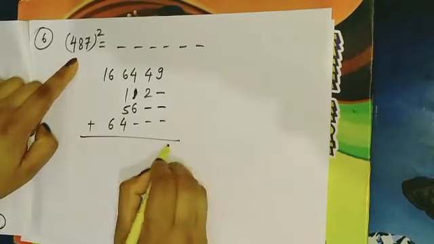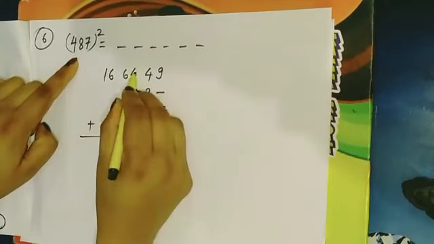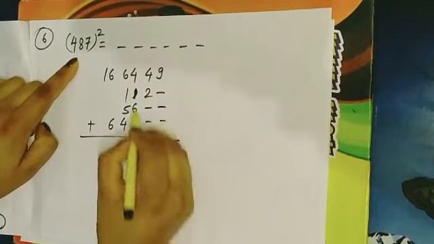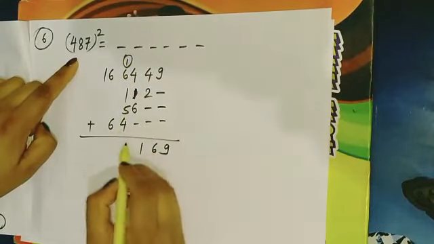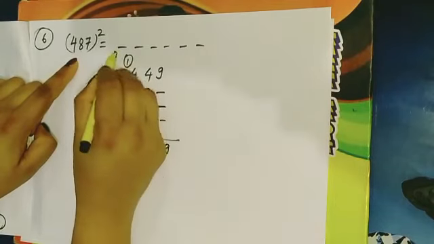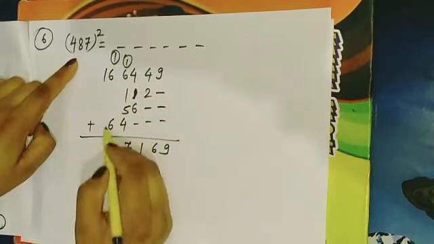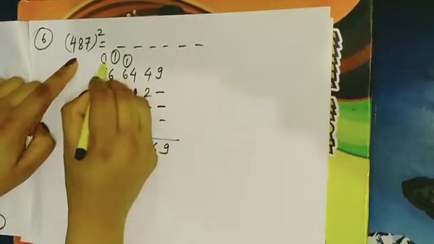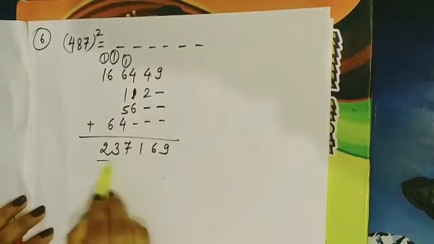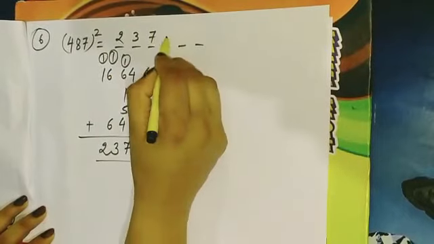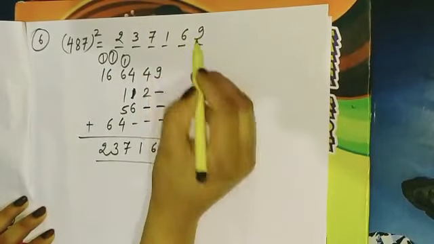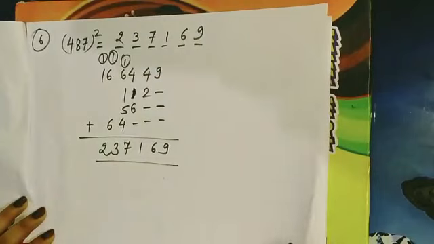Add all the numbers. Here it is 9, 6, 4 plus 1, 5, 5 plus 6, 11, 1 is here, 7, 8, 8 plus 5, 13, 13 plus 4, 17, 1 is here, that is 7, 7 plus 6, 13, 1 is here, it is 2. So our answer is 2,37,169. I hope you are getting the concept.